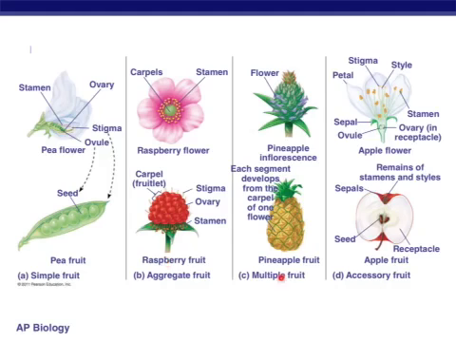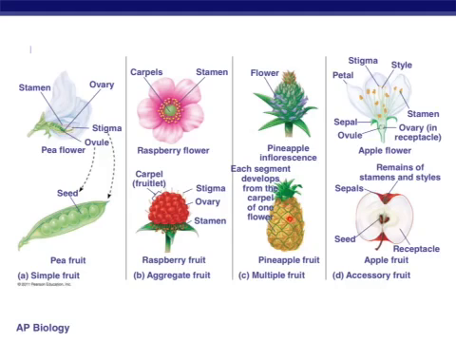A pineapple is an example of what we call a multiple fruit. Each of those little diamond-shaped parts develops from its own very carpel, which means that each little one has its own little set of seeds within it. So that's why it's a multiple fruit, because each little diamond is a fruit.